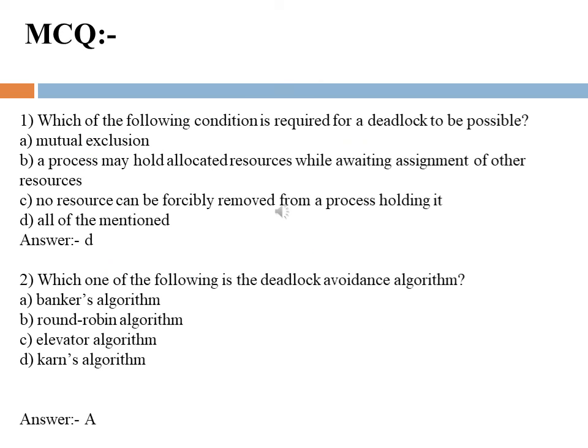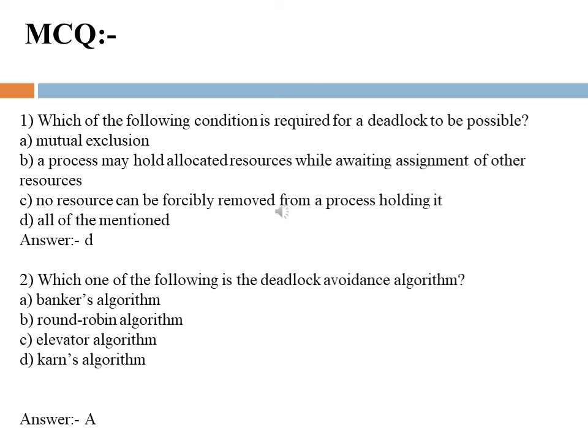Now, MCQ type questions. First: which of the following conditions is required for a deadlock to be possible? Option A, mutual exclusion. Option B, a process may hold allocated resources while awaiting assignment of other resources. Option C, no resource can be forcibly removed from a process holding it. And D, all of the mentioned.